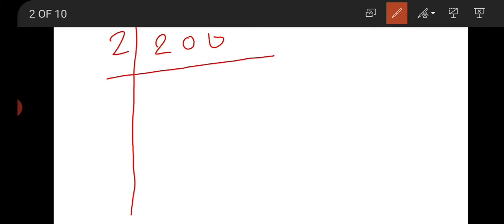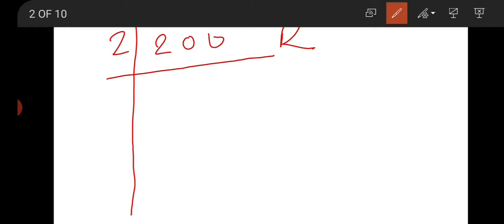Now we are going to see it with an example. Suppose that we are going to convert 200 into the binary number system. First of all we have to divide this number by 2 and write the remainder at the side, and this process is continued till the number is divided and the remainder is 0 or 1.